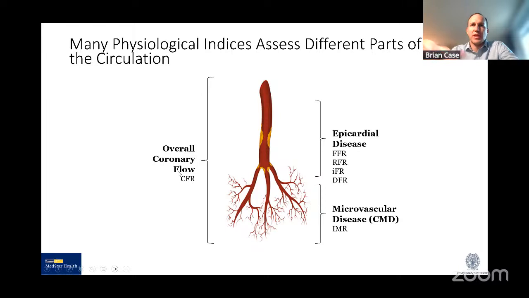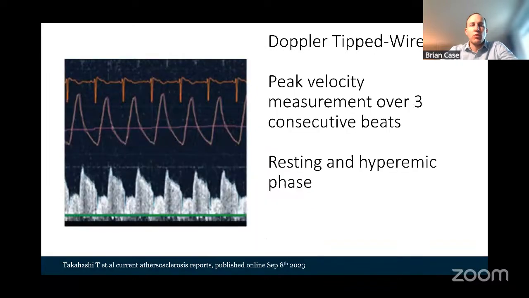So this is what we're doing in the cath lab. We're trying to get these indices to see if somebody has coronary microvascular dysfunction. Real briefly, again, there is a Doppler tip wire that measures flow down the vessel. This is being used in Europe. Currently, in January 2025, we do not have a wire available in the United States, but that's going to change very, very soon. I'll leave it at that. And we're very excited to get that technology and evaluate it in our cath lab.